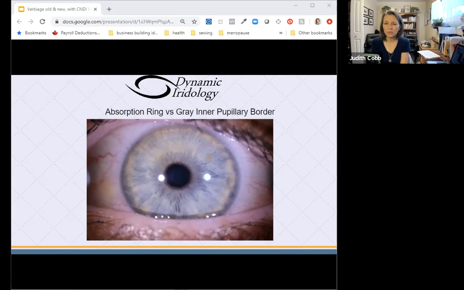Then we have the absorption ring, or what we now call the gray interpupillary border. Now I'm going to move my phone camera a lot closer to see if we can see this on Instagram. Can you see right around the pupil? There is a bit of a gray edge that, as it reaches into the iris, is a little bit rough. It's not smooth. It's a little bit serrated, if you will. That gray area that has the serrated edge is the inner pupillary border.